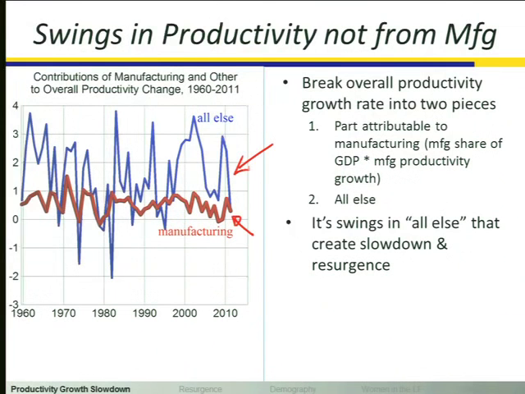If you wanted to find an explanation for why productivity growth overall has slowed down in the mid-70s to the mid-90s and then surged in the mid-90s to the mid-aughts, would you look at manufacturing for your answer? No. The swings in productivity growth are not coming from the red line. The red line, which is manufacturing's contribution to overall productivity growth rate, stays pretty tightly contained in that 0 to 1 band. It's really swings in the productivity growth rate of everything else that's explaining the slowdown, and then what we're going to look at now is the resurgence in productivity growth.